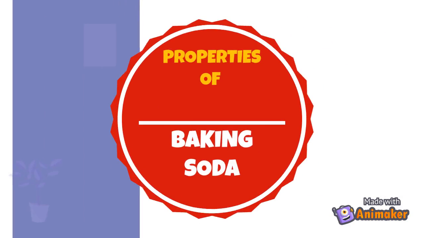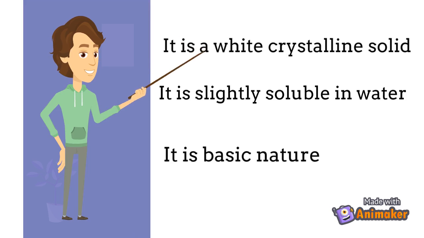So now let us learn the properties of baking soda. Firstly, it is a white crystalline solid, secondly, it is soluble in water, and thirdly, it is basic in nature, as it is formed from a strong base and a weak acid, that is NaOH and H2CO3.